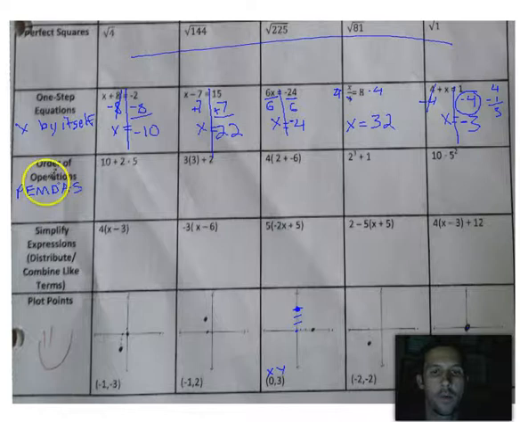This can be taught more in depth later. I do have a video actually on PEMDAS. I'll share that with you guys. Parentheses, exponents, multiplication, division, addition, subtraction. Here we have a 10 plus 2 times 5. I have to do the 2 times 5 first. 2 times 5 is 10. Then I write down the rest of the problem. 10 plus 10 is 20.